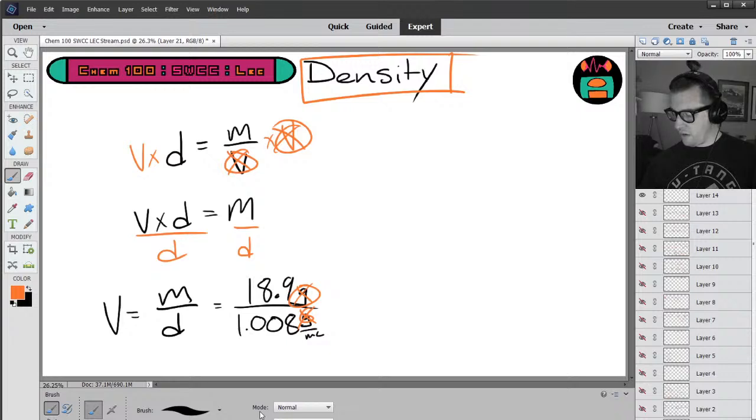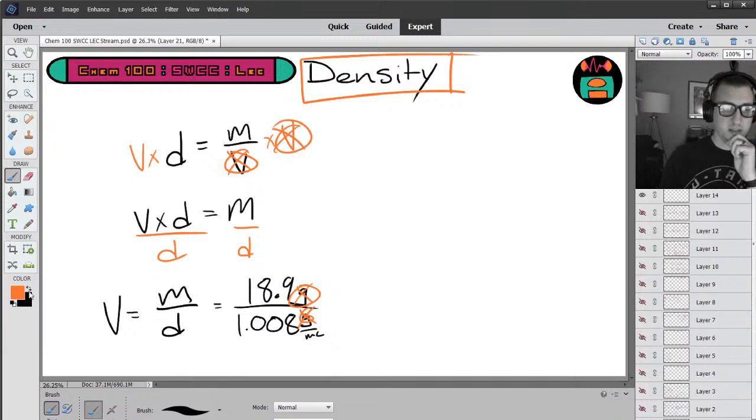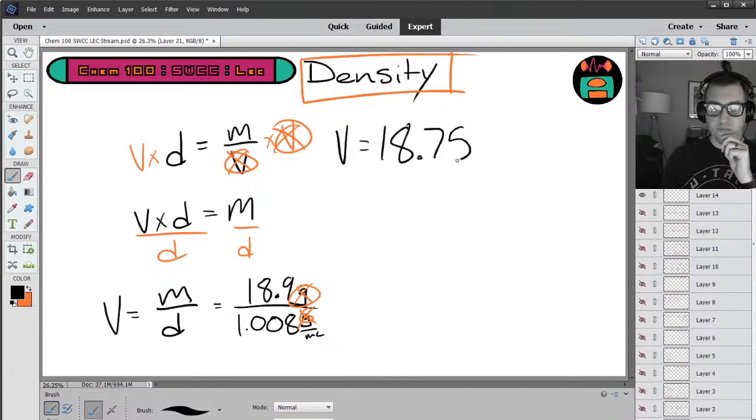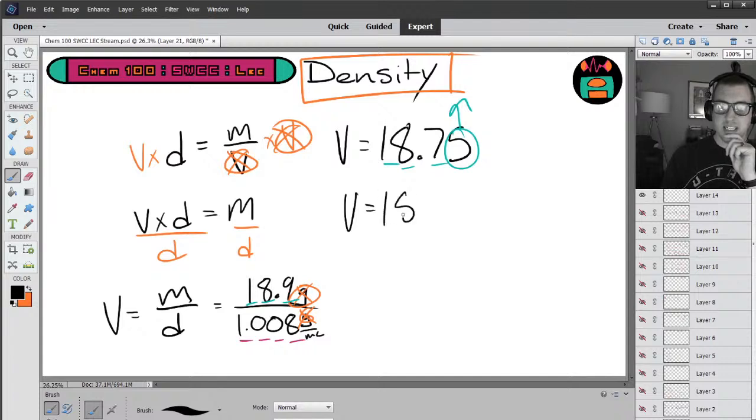18.9 divided by 1.008 comes out to be 18.75. Now we need to look at sig figs. Our numerator has 3 sig figs. Our denominator has 1, 2, 3, 4. So we can only have 3 sig figs in our answer. 5 rounds up. So our volume is 18.8 exactly.